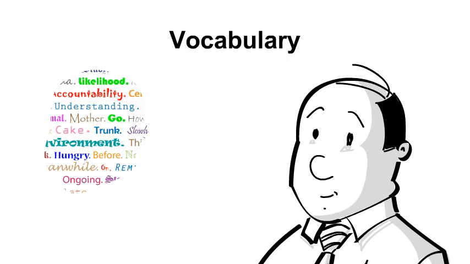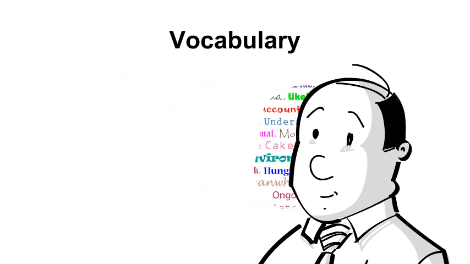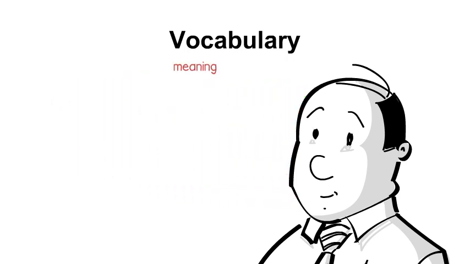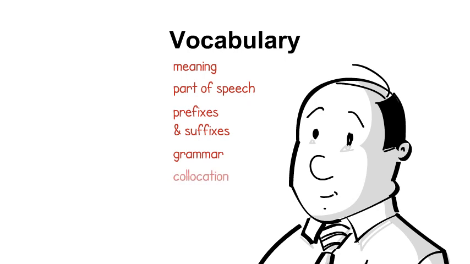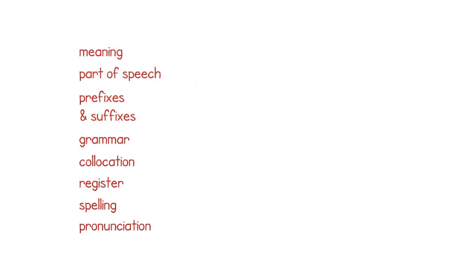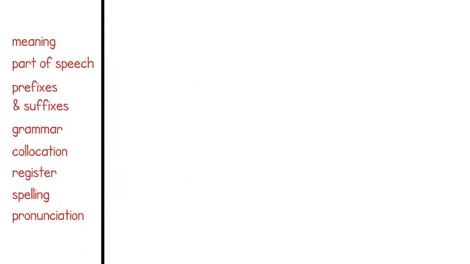Knowing a word is very complex, and it involves many things such as knowing the meaning, the part of speech, its prefixes and suffixes, its grammar, collocation, register, spelling and pronunciation. Let's look at each of these areas in more detail.